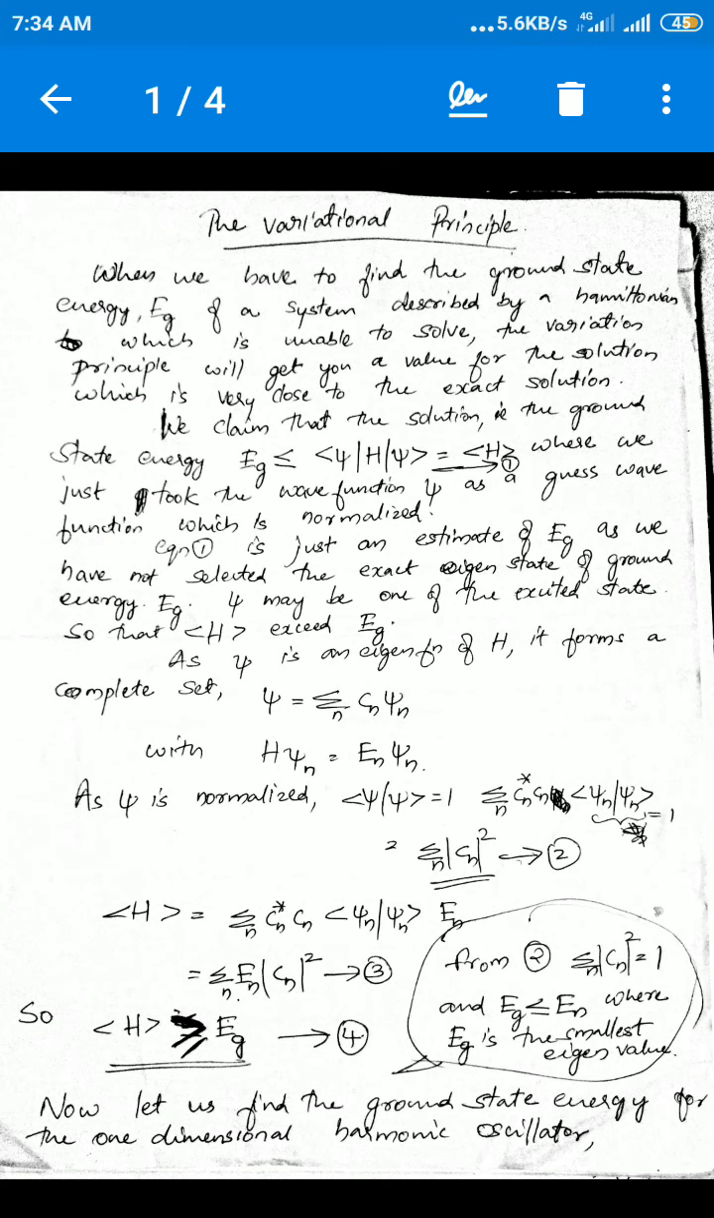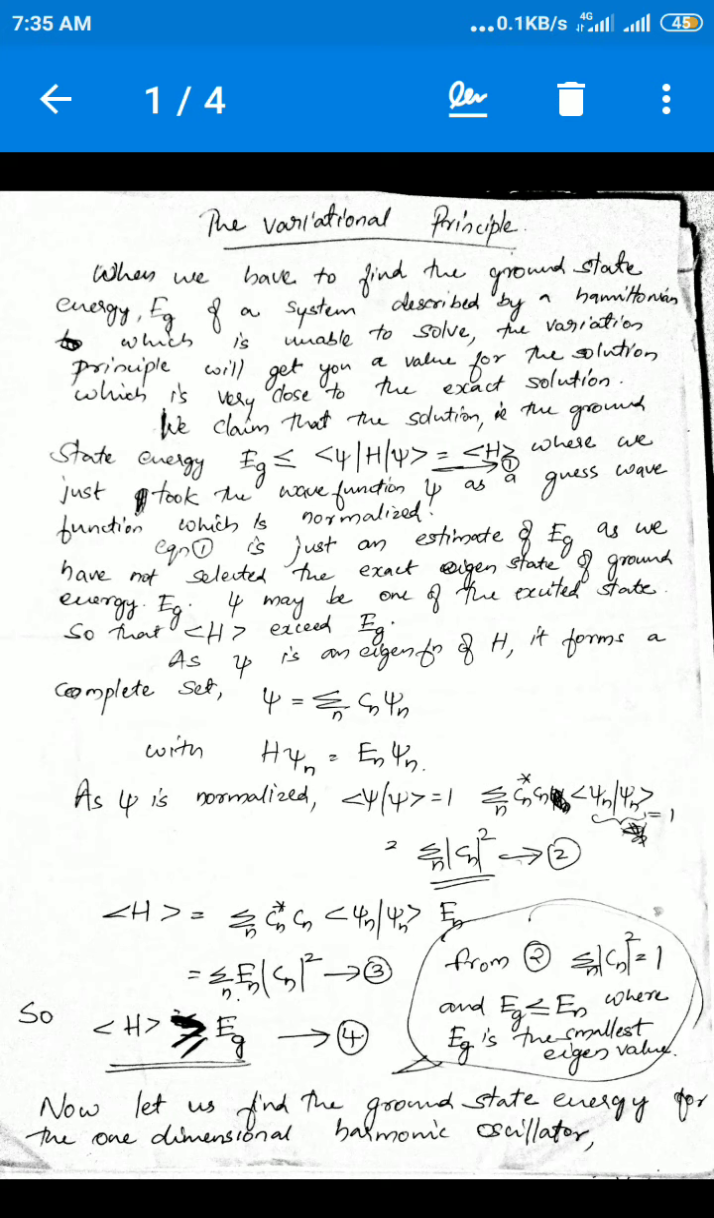Here what we do is we just select a wave function. We just guess a wave function. We take a normalized wave function and say that it is the eigenfunction of the system, the solution of the system. But we don't know whether it is the real, exact wave function of the system. And then we find out the energy of the system. So the energy eigenvalue will be the solution.